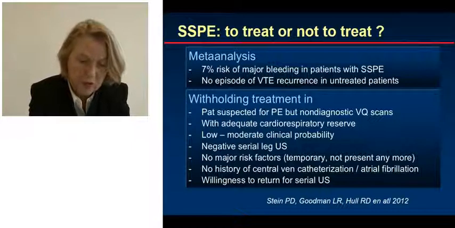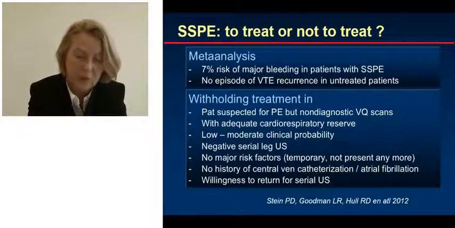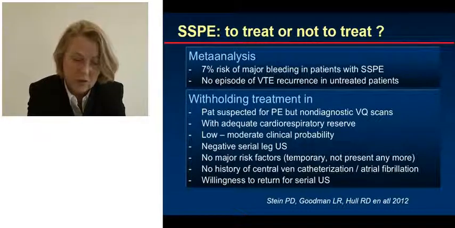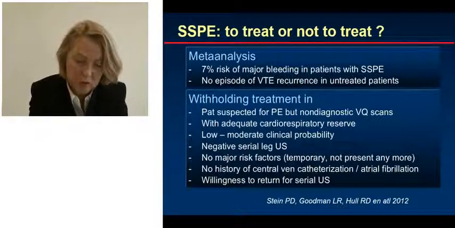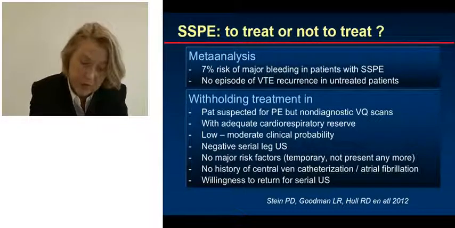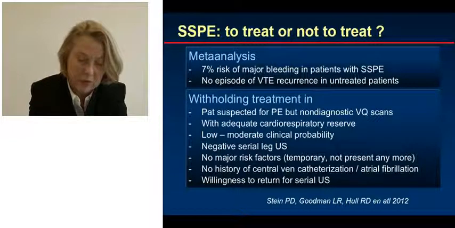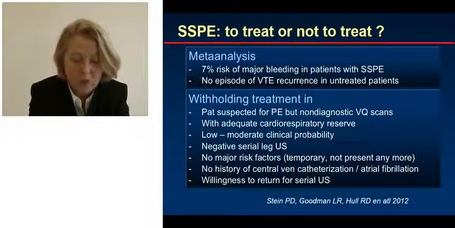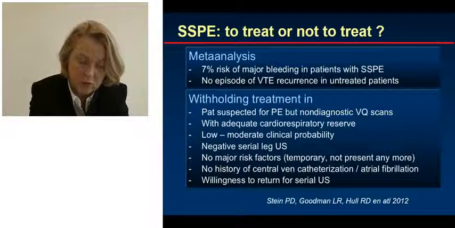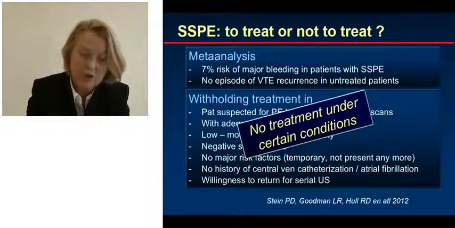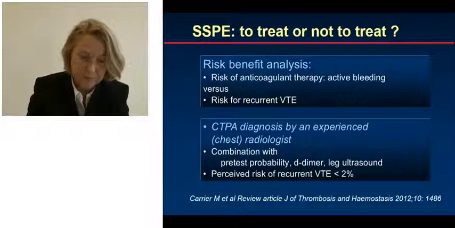And those conditions are patients suspected of pulmonary embolism but with non-diagnostic VQ scans with adequate cardiorespiratory reserve, low or moderate clinical probability, negative serial leg ultrasound, that is very important, no other major risk factors, no history of central venous catheterization or atrial fibrillation, and the willingness of the patient to return for a serial ultrasound examination of the leg veins. So no treatment under certain conditions.